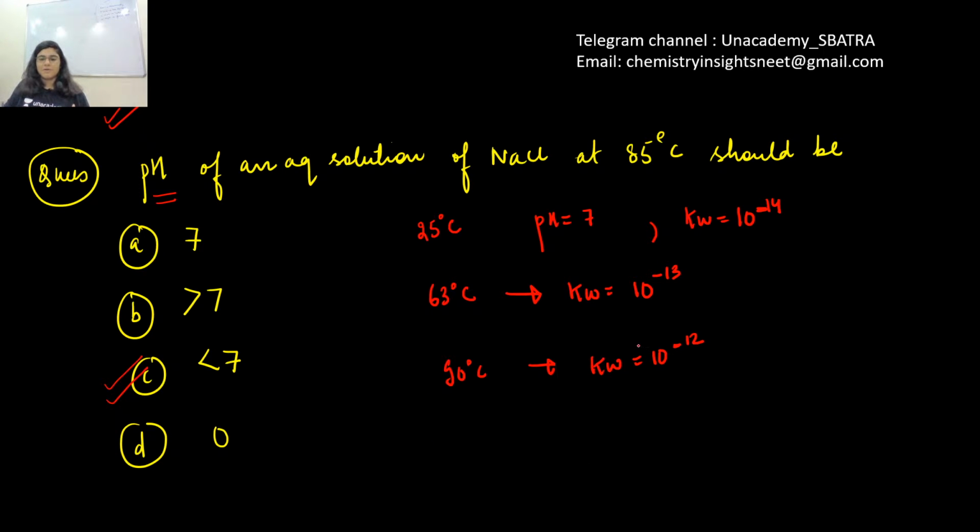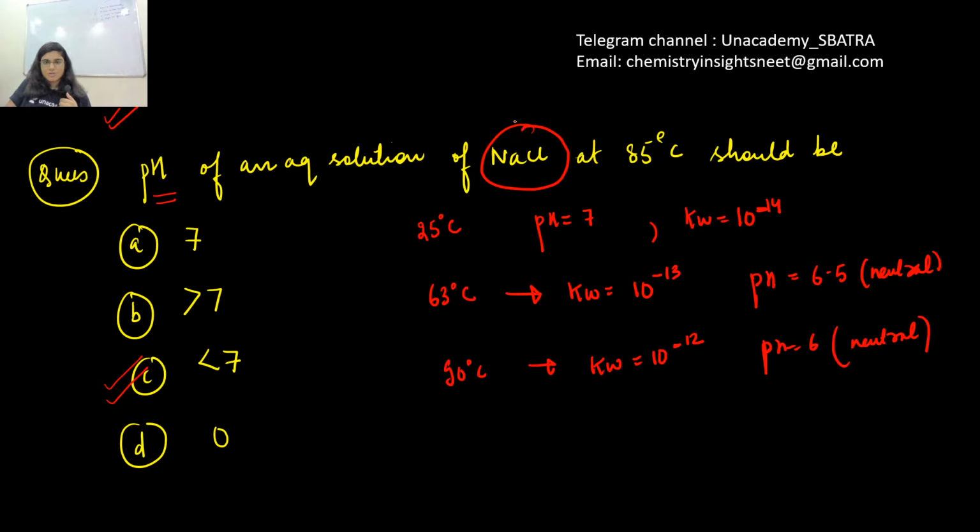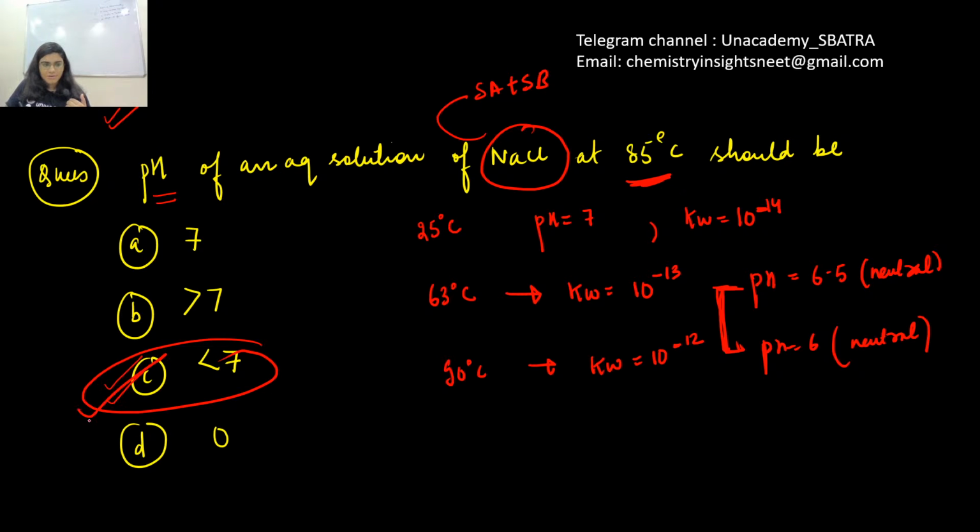Now in this particular question, pH is equal to 6.5 in case of neutral solutions at 63 degrees Celsius. Now pH is equal to 6 for 90 degrees Celsius. Then definitely you have to consider this a neutral solution because this is the combination of strong acid and strong base, and this temperature is lying in this range. So definitely I can say that the pH value will be less than that of 7.